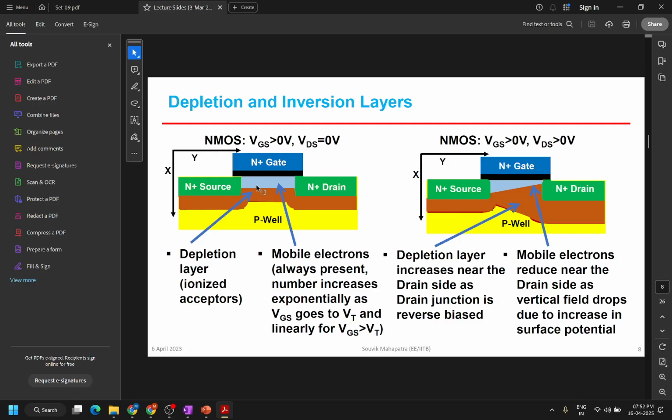So this is how your channel becomes. As you increase your drain voltage, this is when there is no drain voltage, your VDS is 0. Both source and drain are at 0, but you have applied a gate, so you have formed a channel, but both are 0.